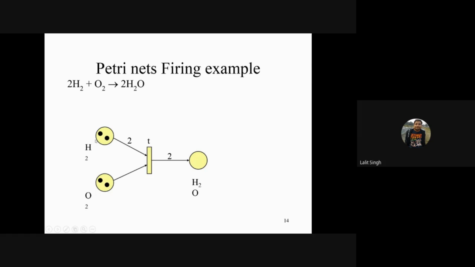So from here two tokens will be moved out from hydrogen and one token will be moved out from oxygen. And how many will be deposited after firing? Because this is enabled, and if a transition is enabled it fires. And how many will be deposited to the output place? Two tokens will be deposited because the weight of the output arc is 2. So 2 tokens will be deposited into the water place.